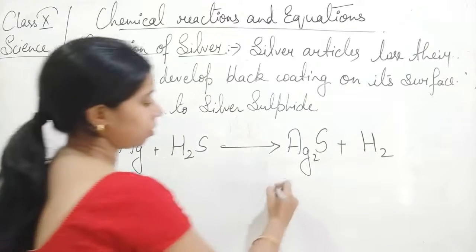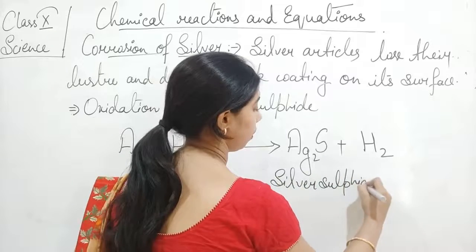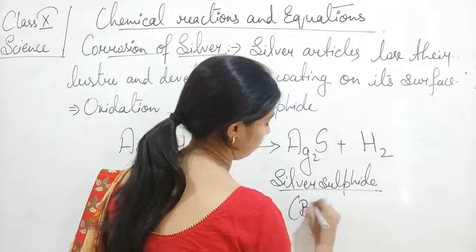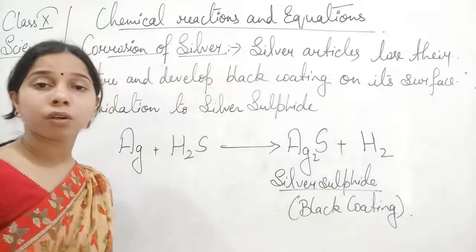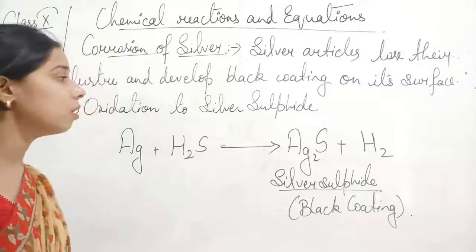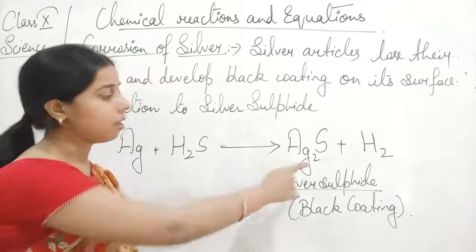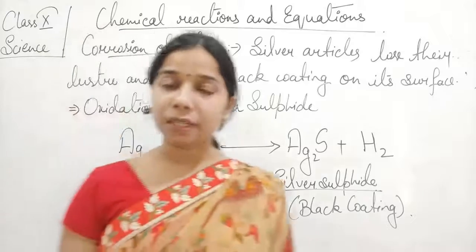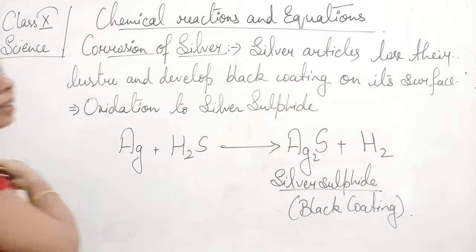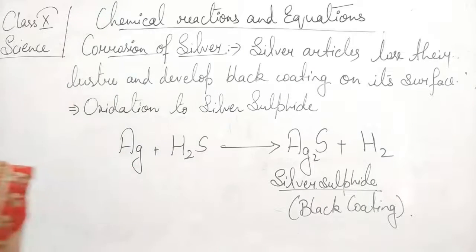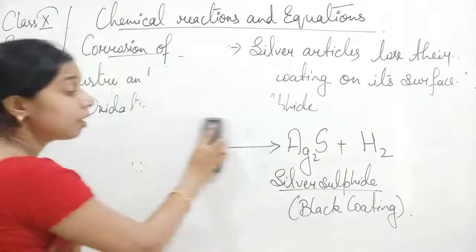Okay, this is silver sulfide, which is a black coating. So when the silver reacts with the hydrogen sulfide, there is a formation of silver sulfide and H2 will be released. So this comes in the corrosion of silver, students. Moving on, we will see the next one, and that is iron. So corrosion of iron, for which we use another term, and that is rusting.